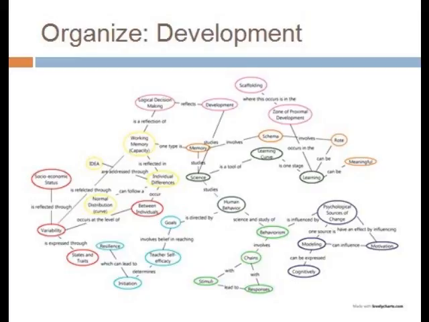Here is my concept map that includes development that is tied to psychologies of science, behaviorism, modeling, self-efficacy, memory, individual differences, and group differences.